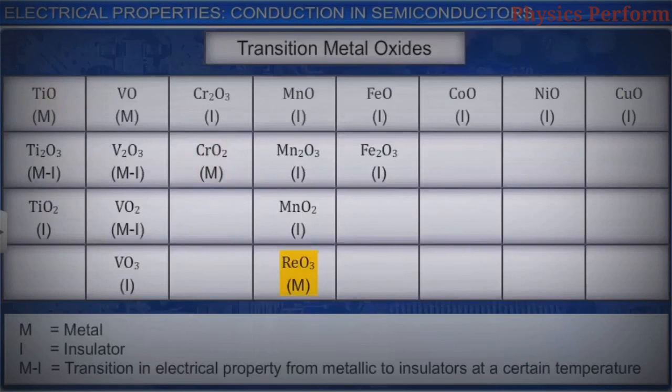Oxides like TiO2, VO3 and many metal oxides behave as insulators. For certain metal oxides like Ti2O3, V2O3 and VO2, there is a transition in electrical property from metallic to insulator at a certain temperature.